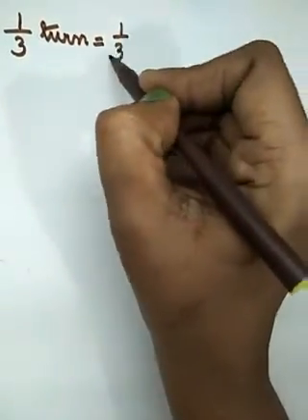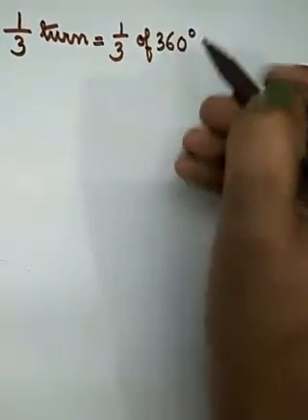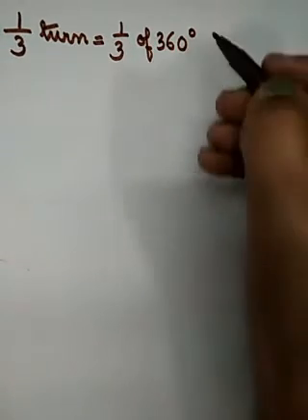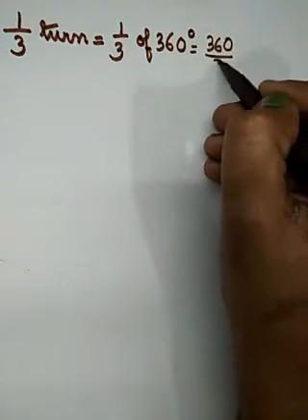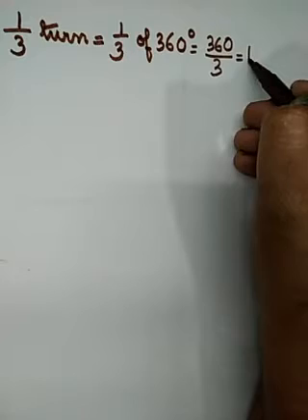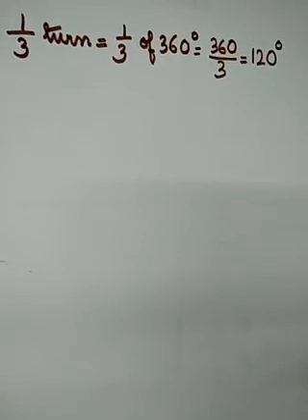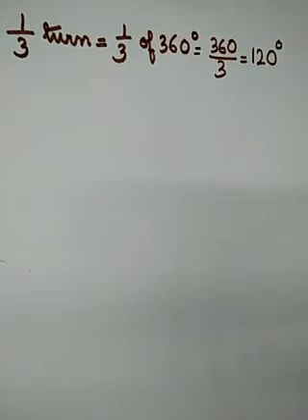1/3 of 360 degree. This you should know, okay? Because full turn is 360 degree. So 1/3 turn means 1/3 of 360 degree. So it is 360 divided by 3. So how much is 360 divided by 3? It is 120 degree. Okay? So 1/3 turn means 120 degree. 1/2 turn, that is half turn, means 180 degree. 1/4 turn means 90 degree.